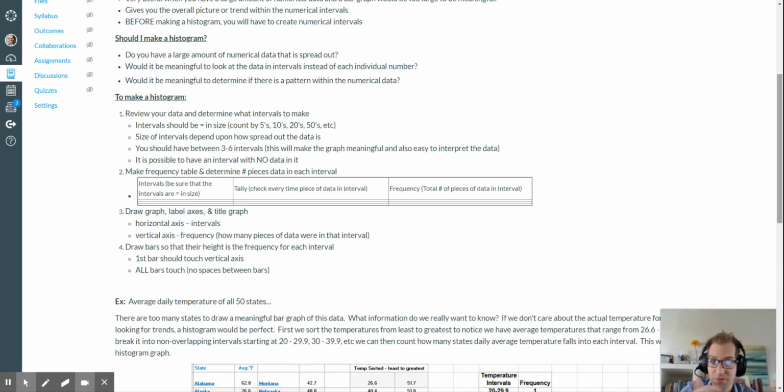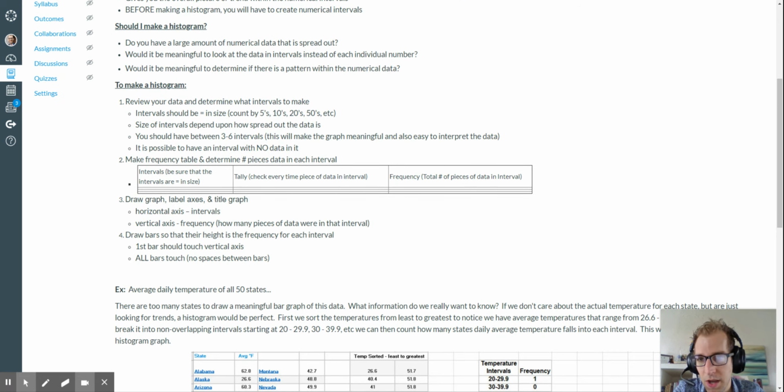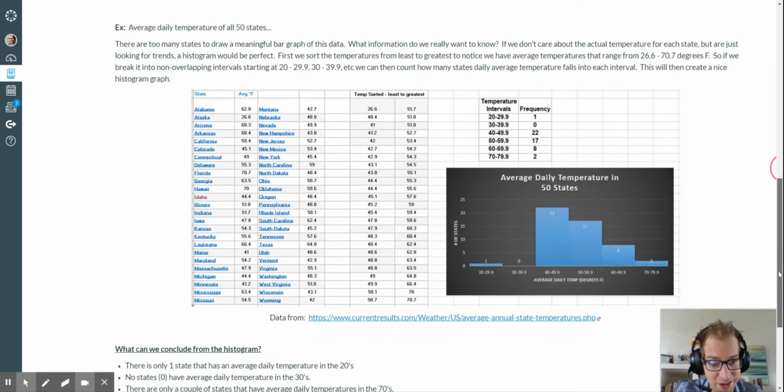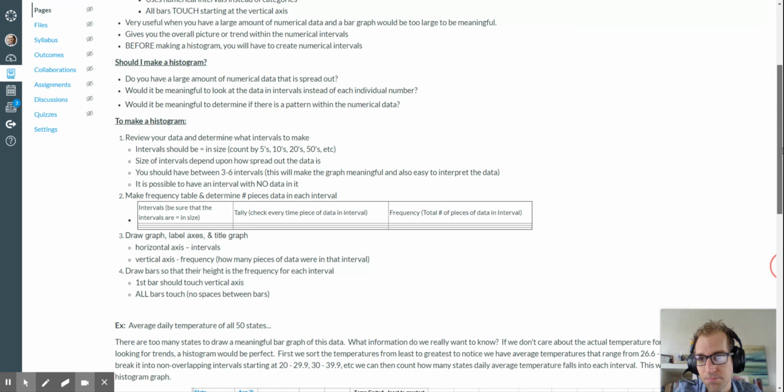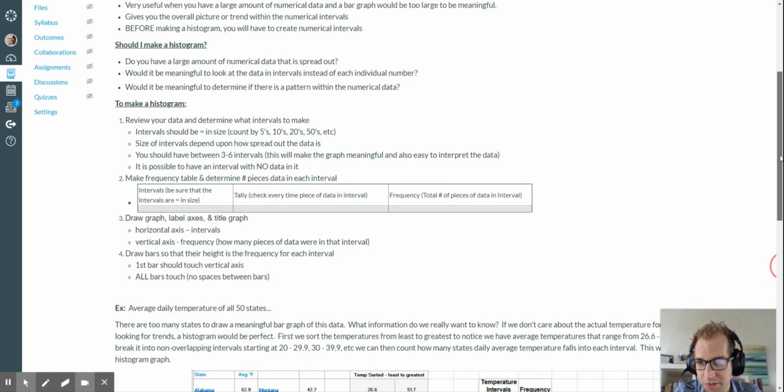So there are some better and worse choices for the size of intervals. Size of intervals depends on how spread out the data is. You should try to shoot for, as I said, it's a little up in the air, but between 3 and 6 intervals. If you have more than that, it's too much to look at. And if you have less than that, you don't really see what's going on very well. So it is possible to have an interval with no data in it. Once again, down here, we had the example where there's nothing between 30 and 39. All right, so that's that first part.